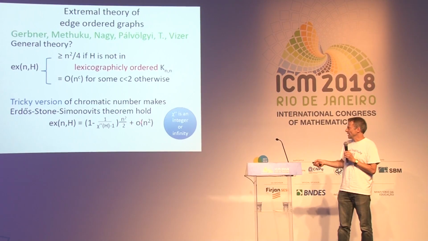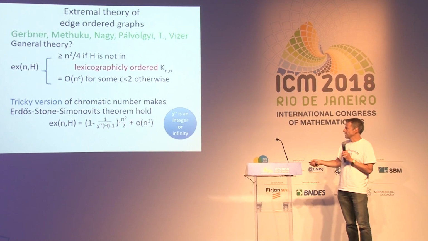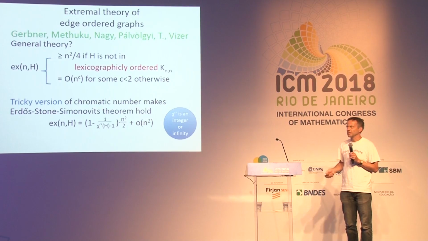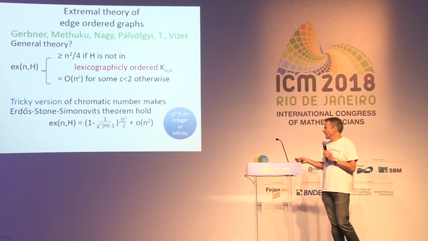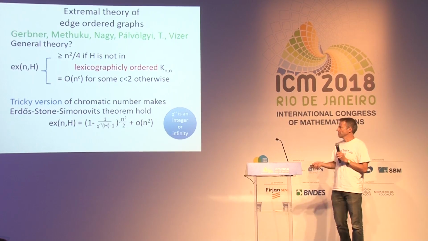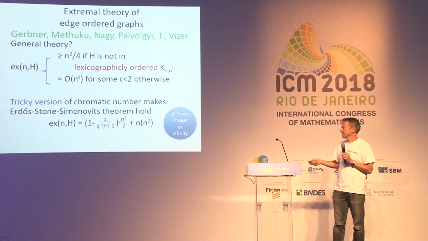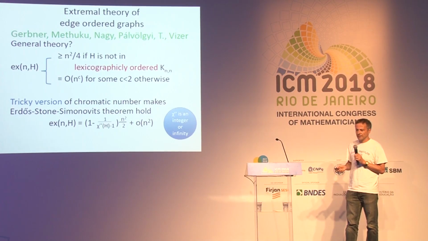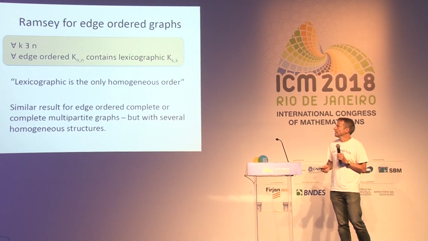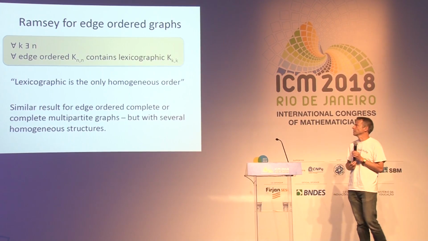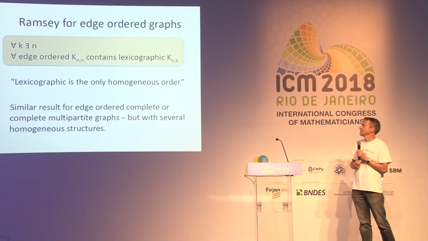If you divide by n squared, then you get, so these are the only possibilities. And again, for the chromatic number 2, it's not a very sharp result, but for any other chromatic number, it is asymptotically tight. In the remaining 1 minute, I want to say a few words about the Ramsey theory for edge-ordered graphs.